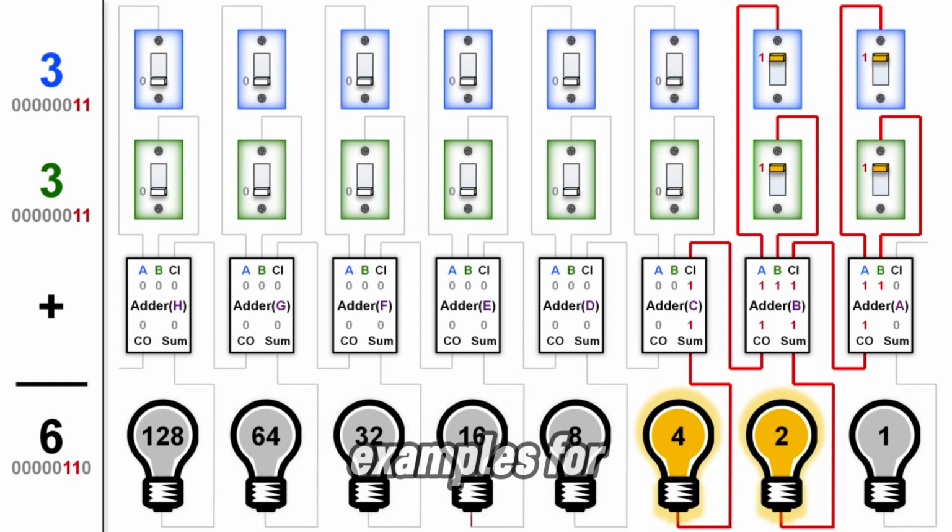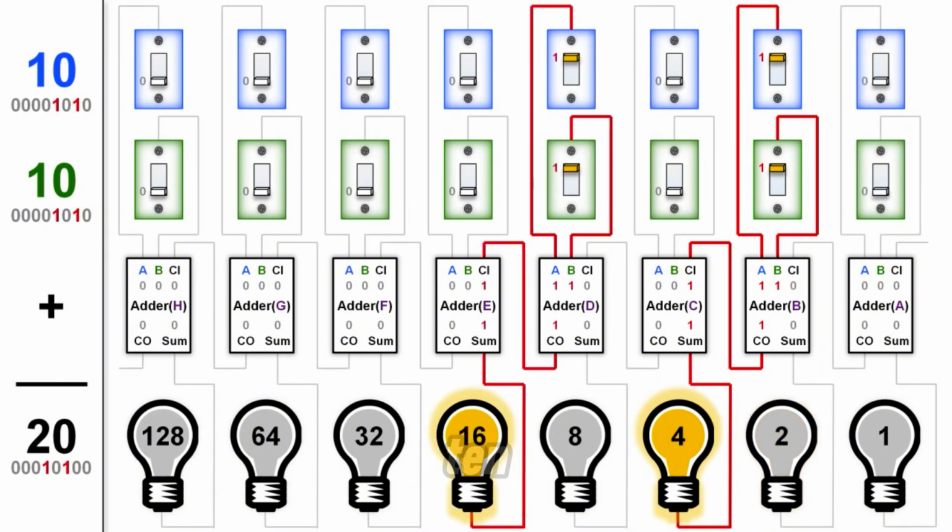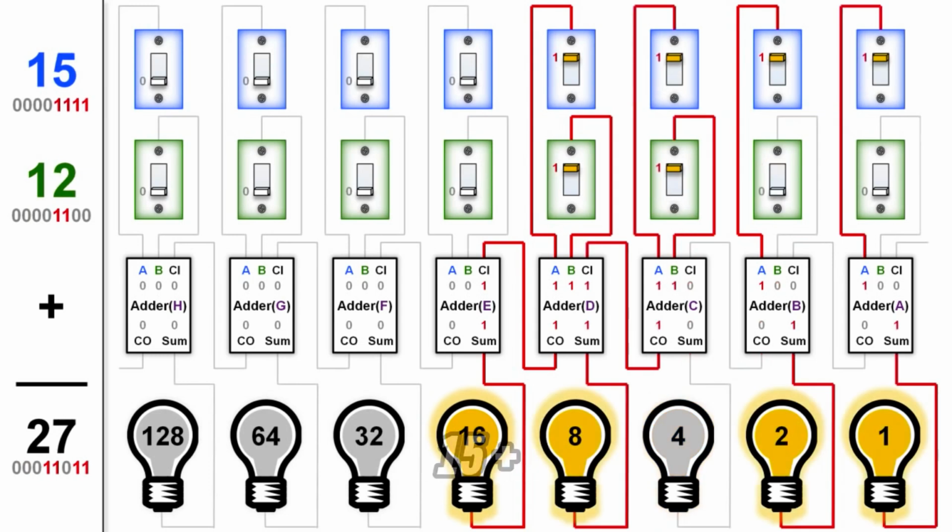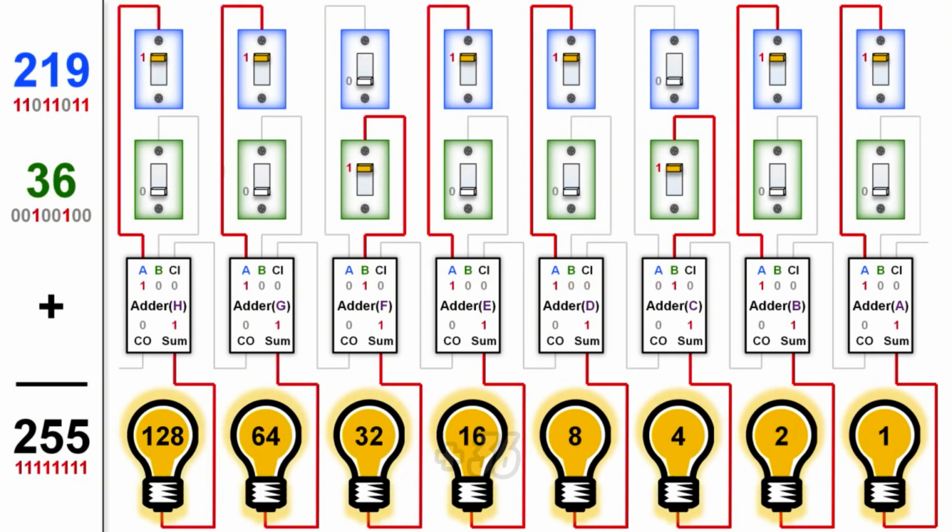Let's look at a few more examples for you to consider on your own. We won't talk through these, but feel free to pause the video and take a longer look if you'd like. Here is 10 plus 10. Now let's look at 15 plus 12. And finally, 219 plus 36, which adds up to the maximum of our light bulbs, 255.